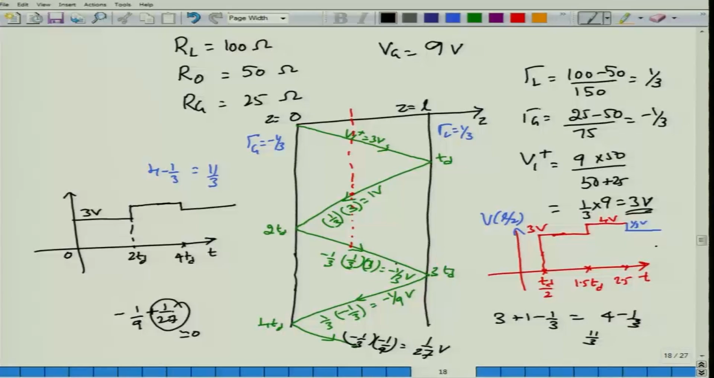The waveform here would be the same as the waveform here, except that this waveform would happen after a time delay of Td by 2.